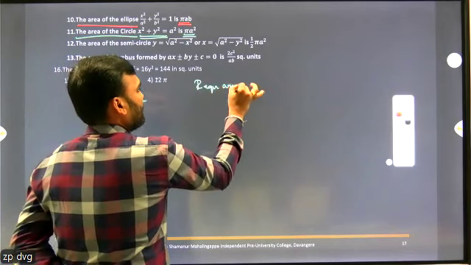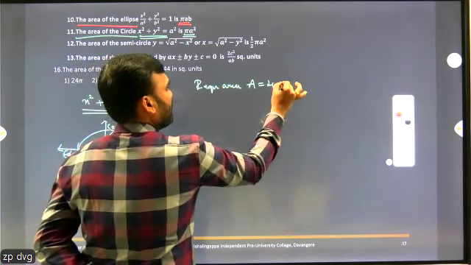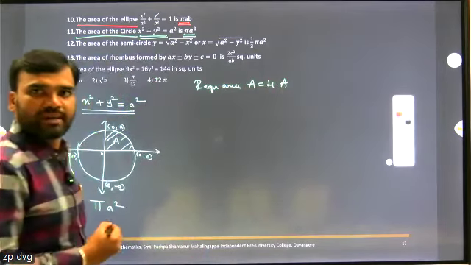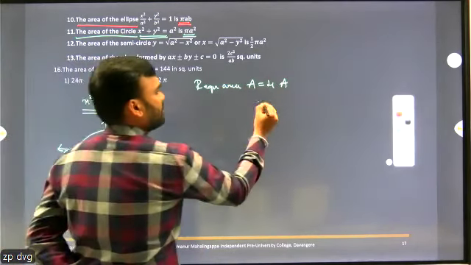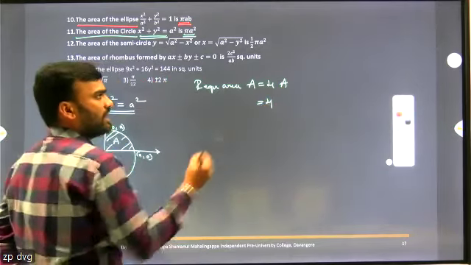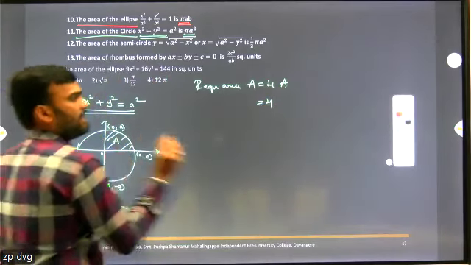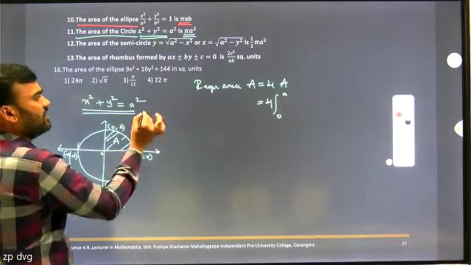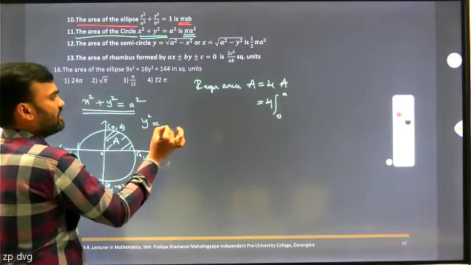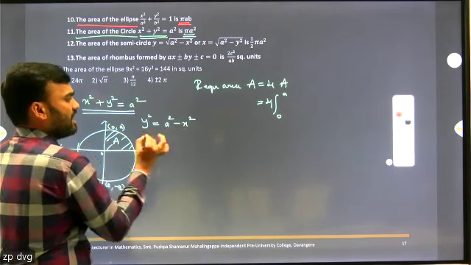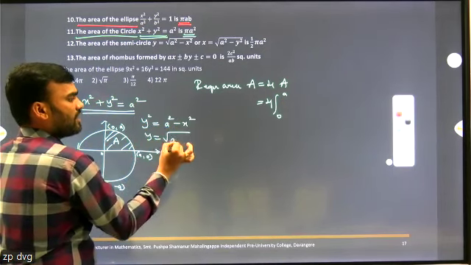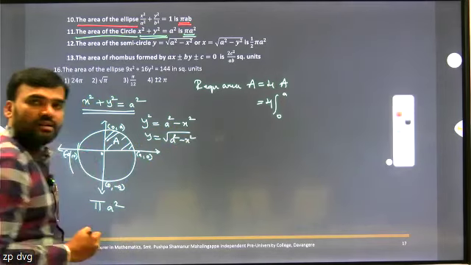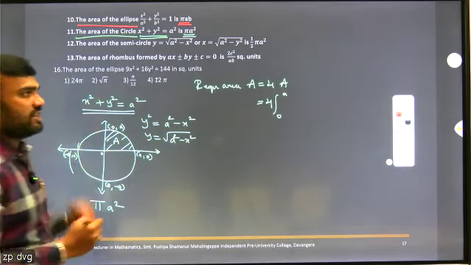The required area A is equal to 4A. And then what we have to take is 4 into what I told, required area 0 to A. Limits in terms of X means equation in terms of Y. Y square is equal to A square minus X square, and Y is equal to root of A square minus X square. Correct?